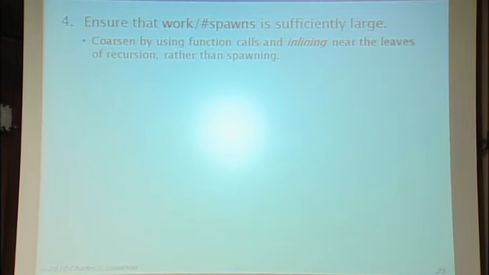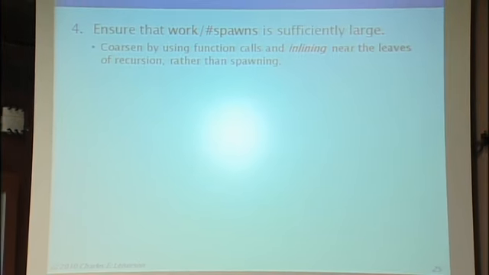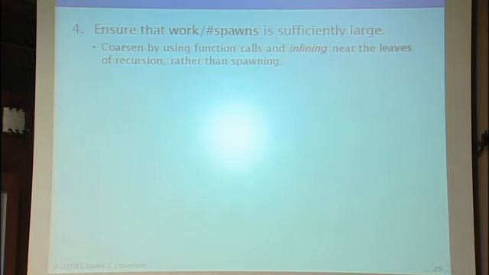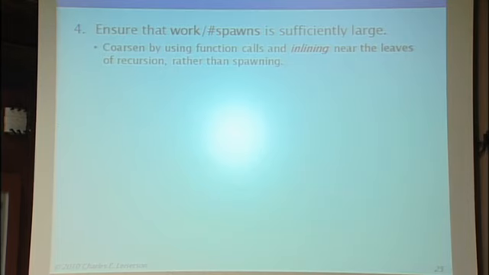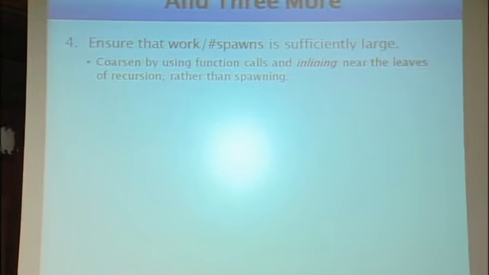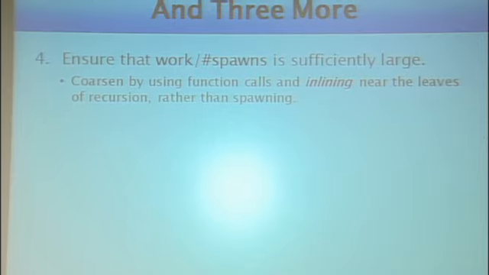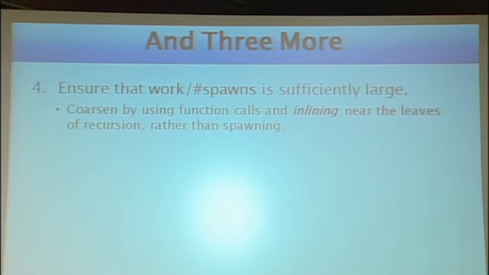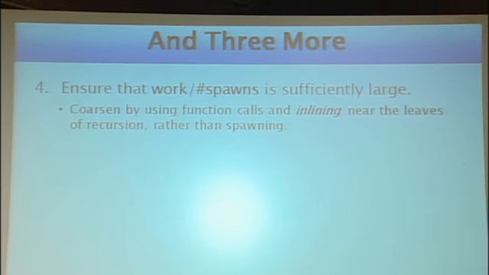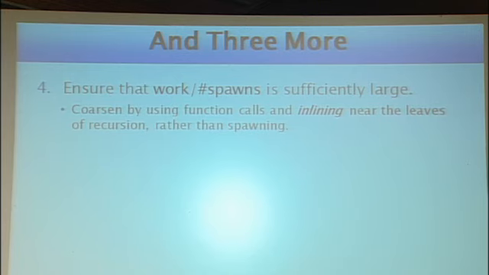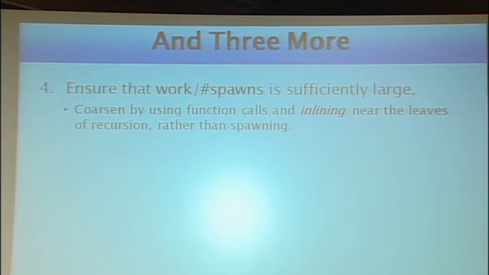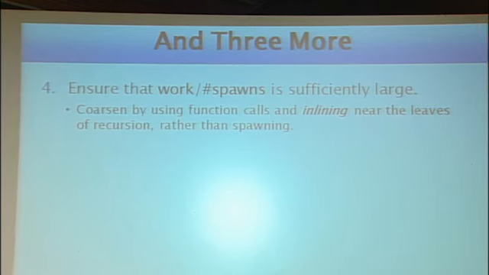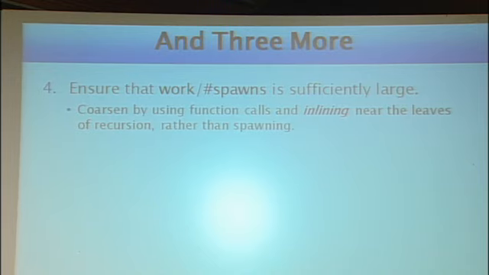And here's some more tips. Another thing that we looked at here was to make sure that the amount of work you're doing is reasonably large compared to the number of spawns. You can also say this is true when you do recursion for function calls. If you're just in serial programming, you always want to make sure that the amount of work you're doing is large compared to the number of function calls you're doing, if you can, and that'll make things go faster. Same thing here.